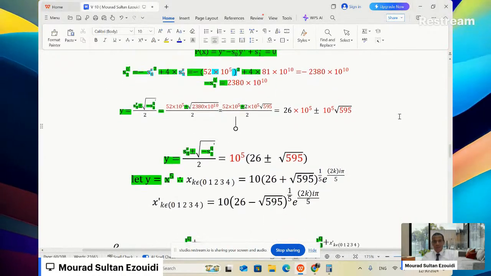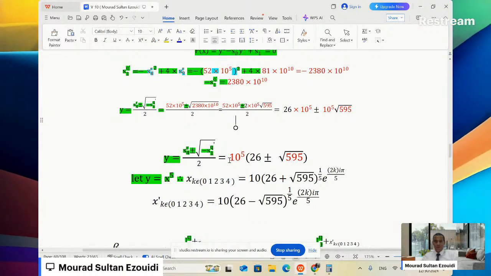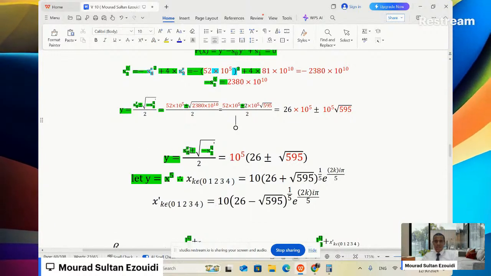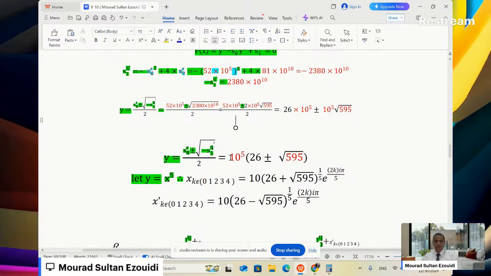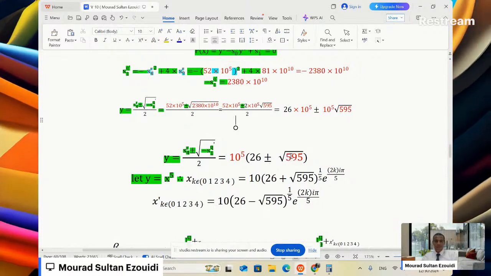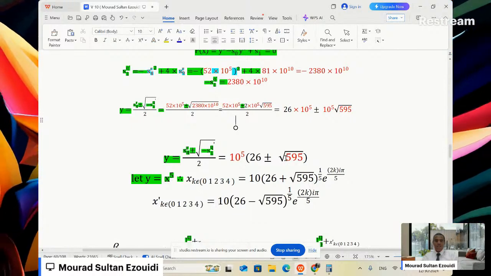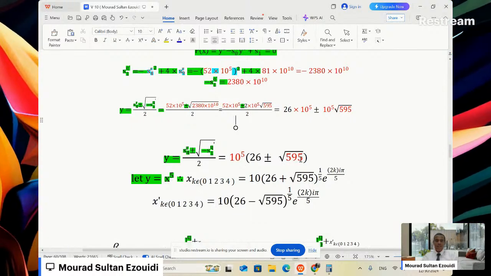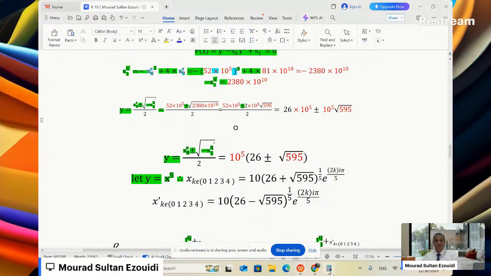So you can see this one. This is y. Y we told is x raised to the power 5. Therefore, y equals 10 raised to the power 5 times 26 plus negative root of 595. These are real because the root of 595 is less than 26.